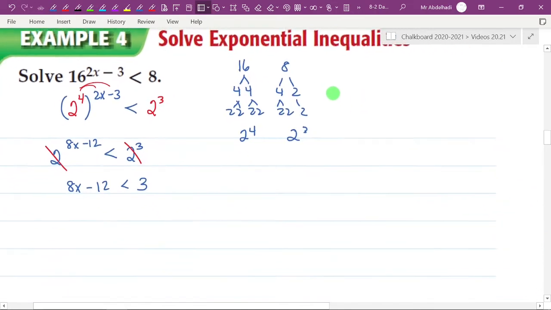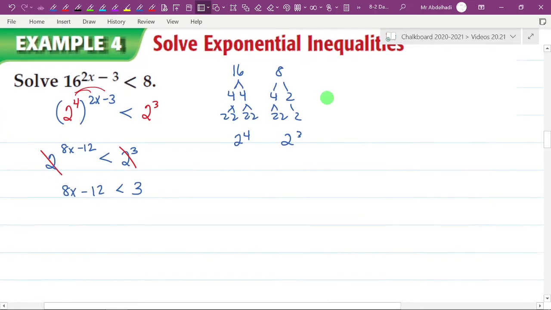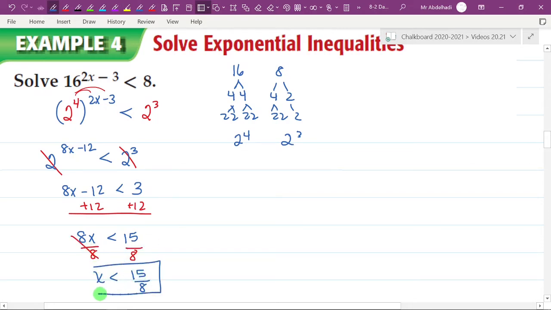Okay? And don't forget to put your answer on a number line when you're done. So let's see. We'll add 12 to both sides. We get 8x is less than 15. Divide both sides by 8. And we get x is less than 15 over 8. And that's our inequality answer.